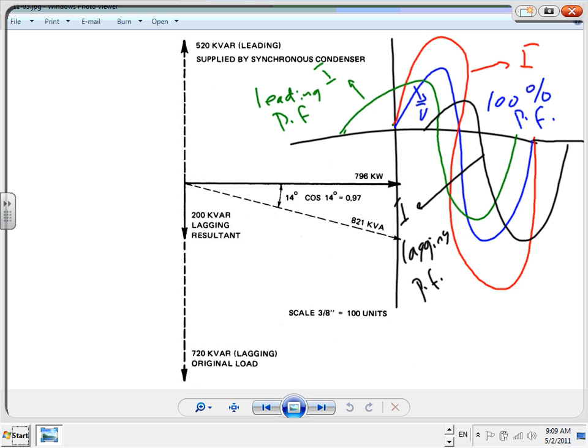99% of the time, you are in a lagging power factor. Why? Lagging power factor, guys, comes from inductive reactance. We have all the motors, all the transformers. Everything that has a coil will create a lagging power factor. So 90% of the time, you're going to be in a lagging power factor. Any question, guys, about leading, lagging power factor?